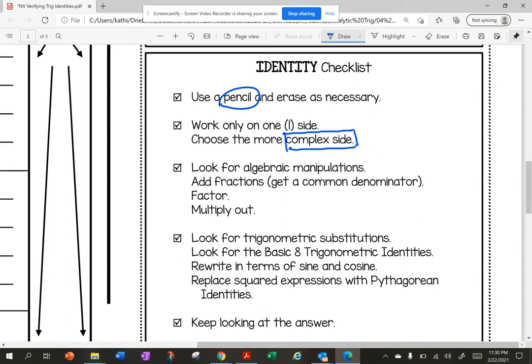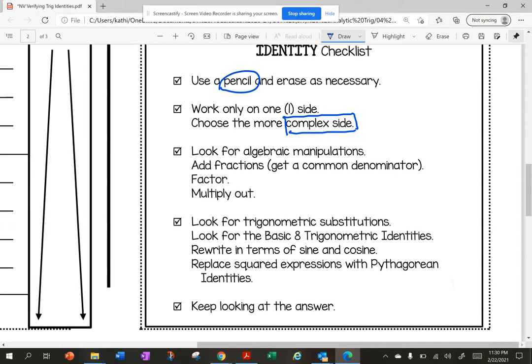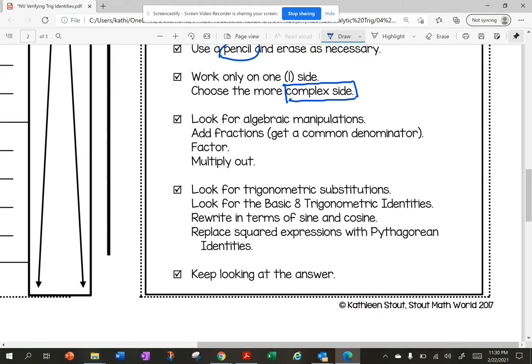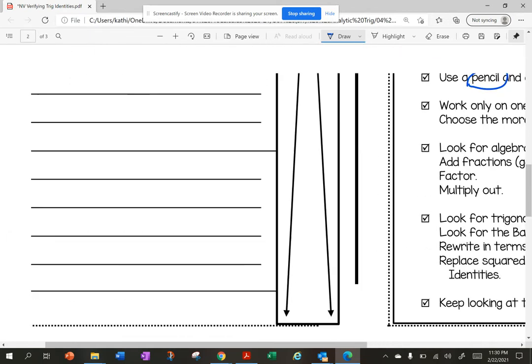So we're going to look for algebraic manipulations. We're going to need to be adding fractions, so we'll get common denominators, factoring, and multiplying out. We're going to be doing some substitutions, using the basic 8 a lot. A lot of times I think about writing in terms of sine and cosine, and I'm thinking a lot about squared terms, especially if they have a 1 with them, relating to the Pythagorean identities. And you just keep working one side until you equal the other side.